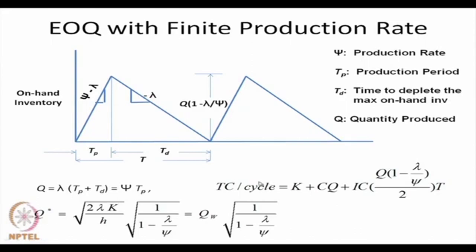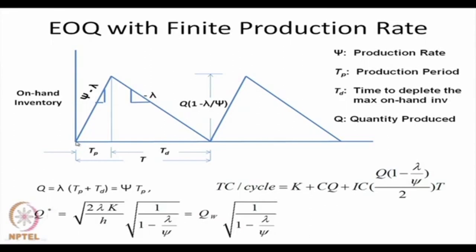And proceeding as we had done earlier, we can find that Q star, the optimal value of Q that minimizes this total cost per year, is root over 2 lambda k by h multiplied by another factor. And this root over 2 lambda k by h is nothing but the Wilson's lot size. We are writing W here to indicate that this is Wilson's lot size. So, Q W, which is root over 2 lambda k by h, multiplied by this factor 1 divided by 1 minus lambda by psi. That is the amount to be ordered.